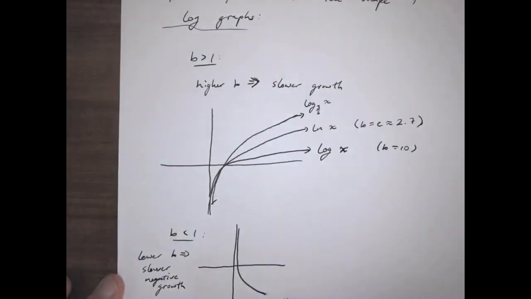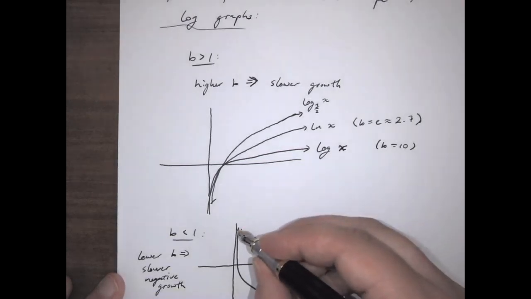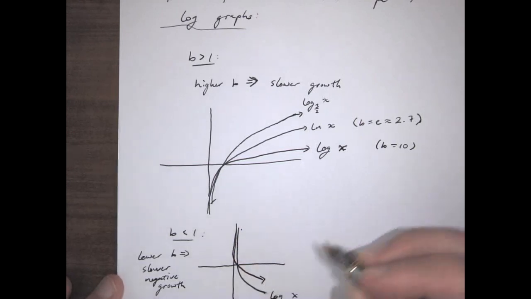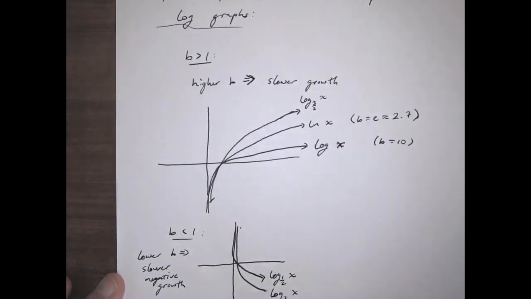So this could be something like, this one is relatively faster, so this could be something like the log base 3/4 of x, versus something that was growing a little bit shallower. So this could be something like log base 1/2 of x, etc.